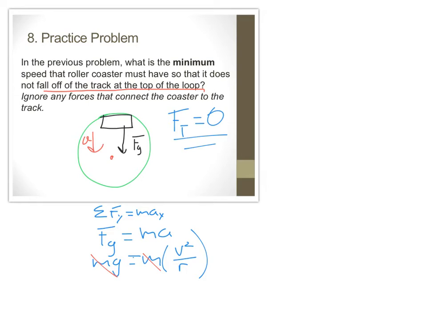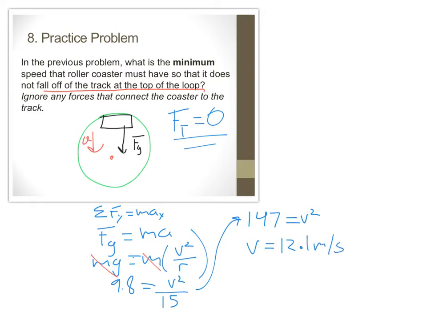I'll substitute in for g, which is 9.8, and for our radius, so if we go back to the previous slide, our radius was 15 meters, okay? So I can plug that in, multiply both sides by 15, and I get 147 equals v squared. So my velocity is 12.1 meters per second squared. That is the slowest that roller coaster can be traveling without falling off the track when it gets to the top.